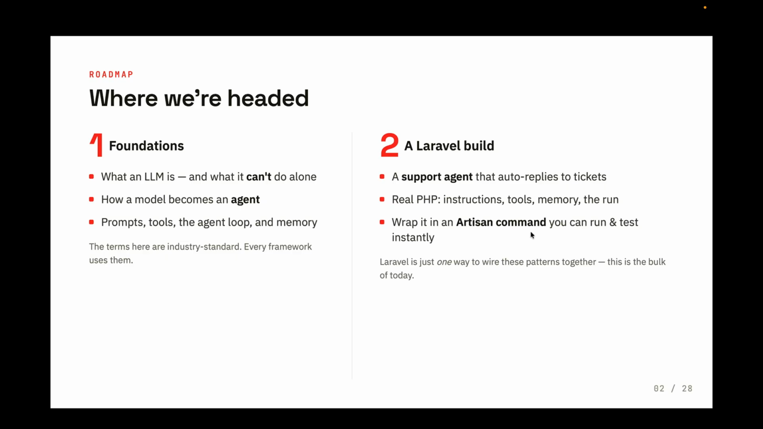What we want to do, like I said before, is lay the foundation, right? What is an LLM or large language model? What it is and what it can't do, right? And then how a model, for short, you might hear some folks say model, but that's just short for LLM, large language model, how it becomes an agent, right? And then what are prompts, tools, agent loop and memory, right? Those types of foundational pieces of information, we're going to have to understand what they mean and how they work.